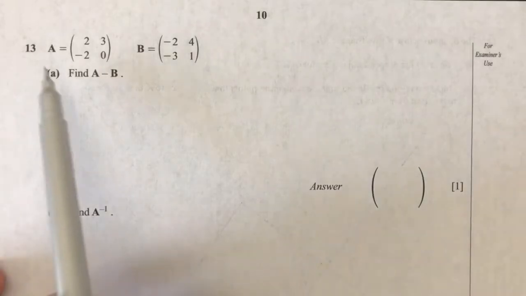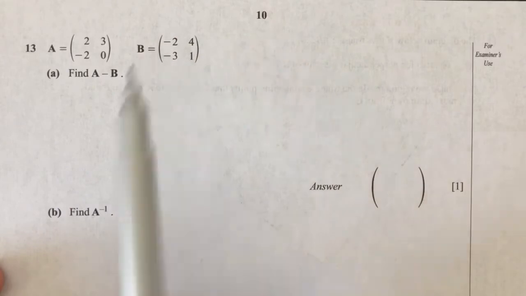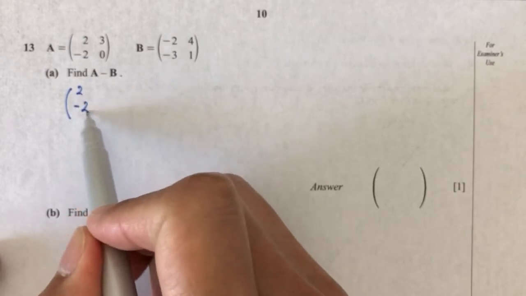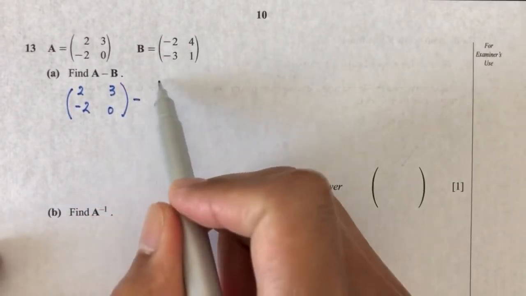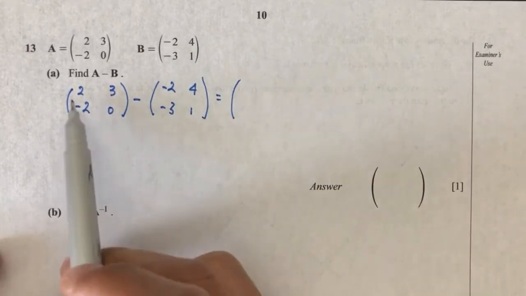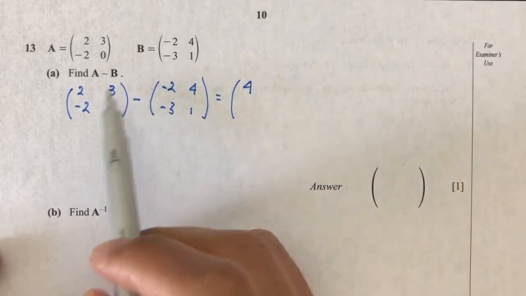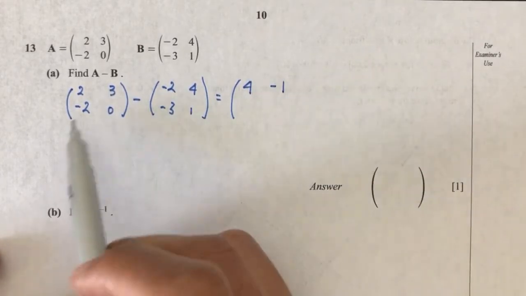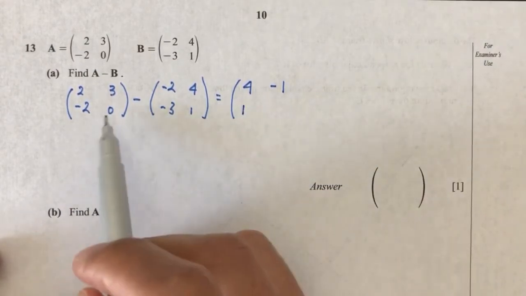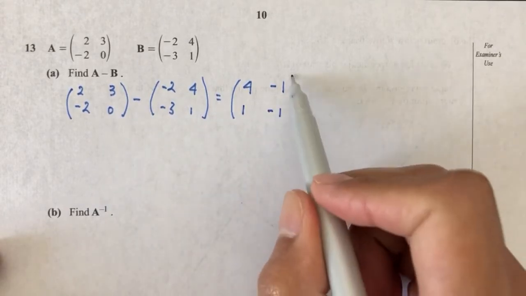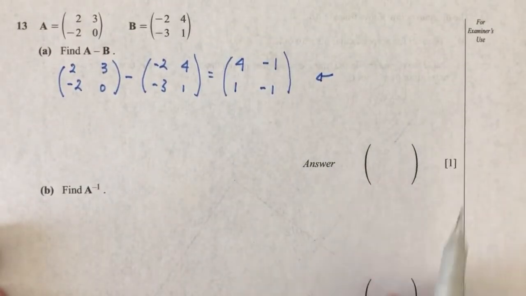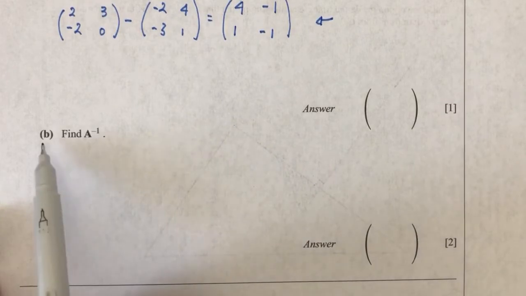Question number 13, we have A equal to this matrix, B equal to this matrix. Find A minus B. So let's replace. A is 2, minus 2, 3, 0, minus B, which is minus 2, minus 3, 4, 1. Okay, so 2 minus minus 2 is 4, 3 minus 4 is minus 1, minus 2 minus minus 3 is minus 2 plus 3, that will be 1. 0 minus 1 will be minus 1. And this is your answer for part A. So you can write your answer here, in this region. That will be better, but let's move on to part B.